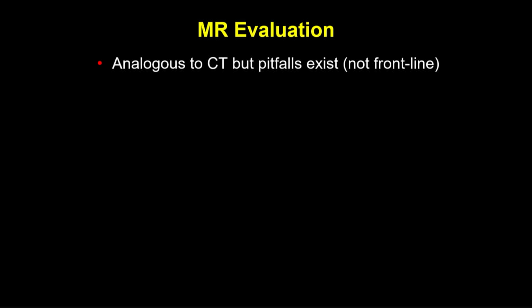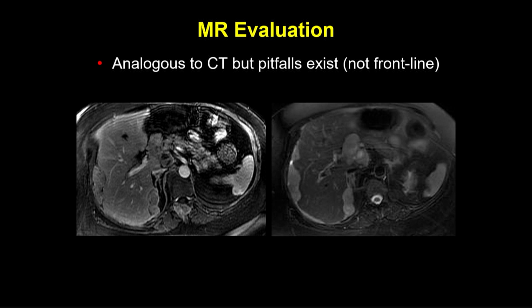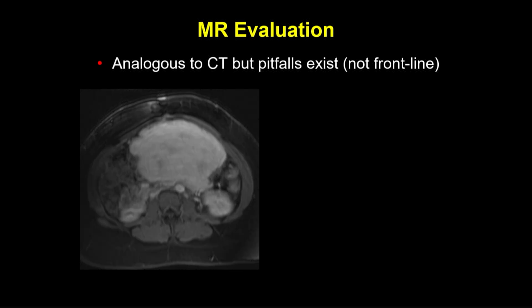In terms of MR, I don't want to go into great detail for this imaging modality, but pitfalls exist, though it's generally analogous to CT. Otherwise, it has some advantages, some disadvantages. Here's a patient with serosal implants on the liver. Obviously, on one of these sequences, it looks sort of iso to liver, but you still wouldn't miss this. It becomes much more obvious on more T2-weighted sequences here, and this is just serosal implants.